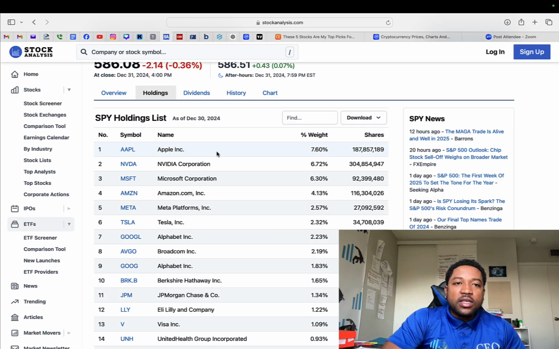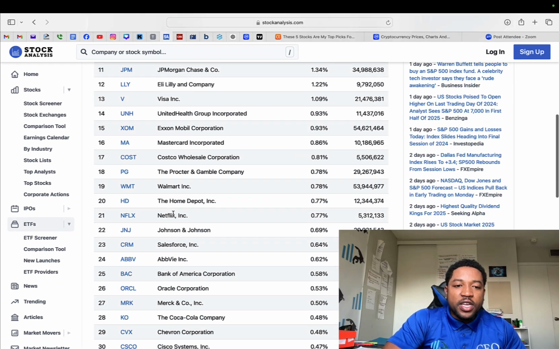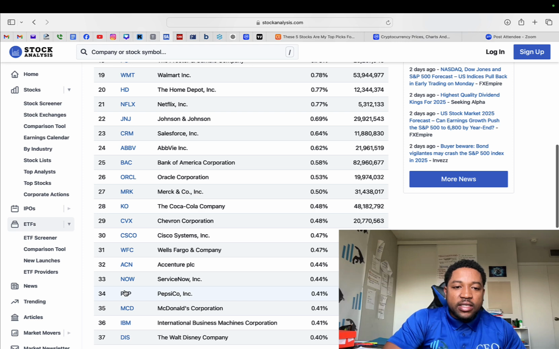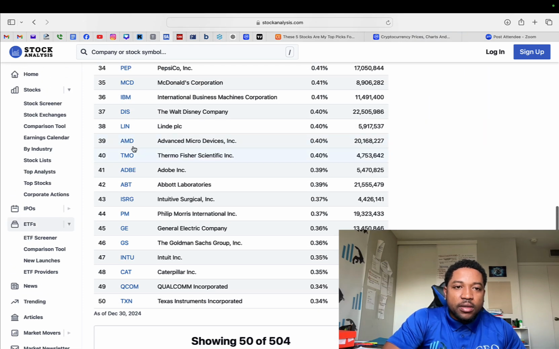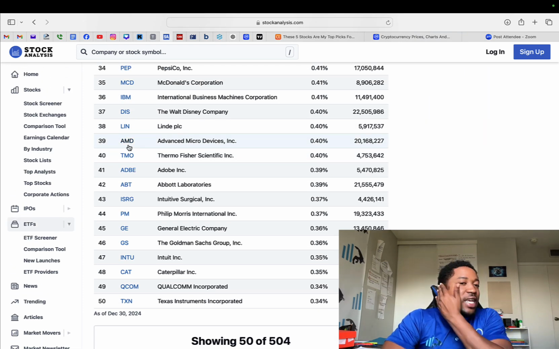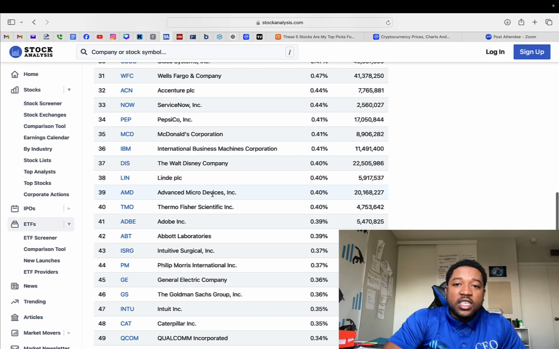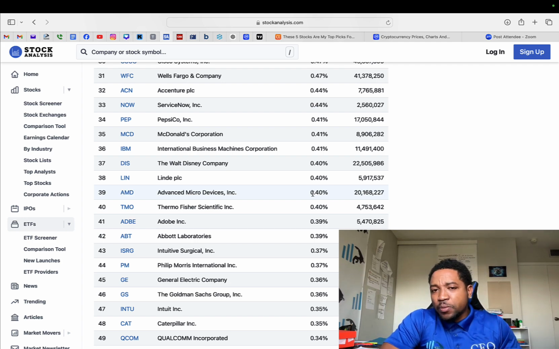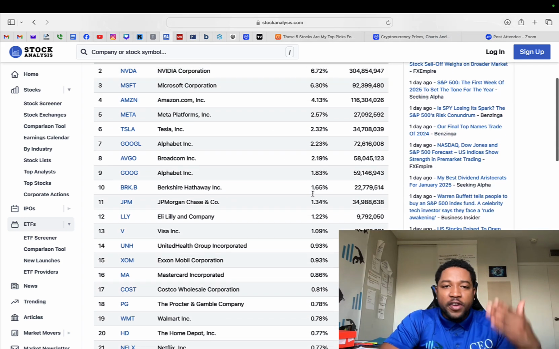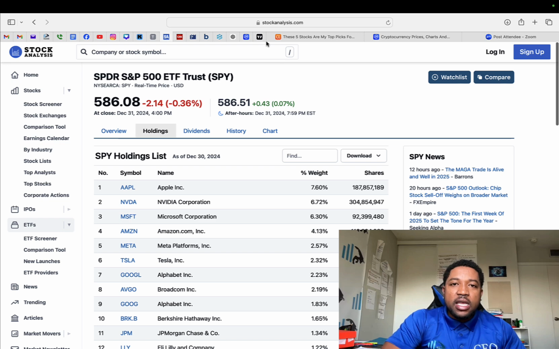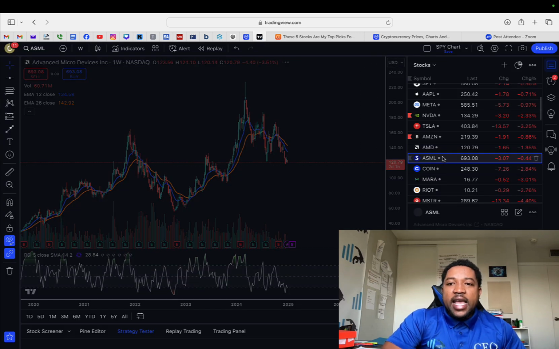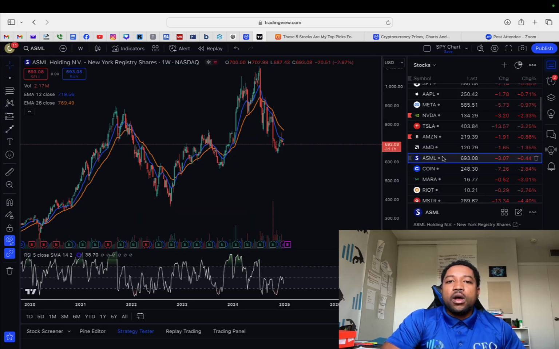If you go to the stock analysis, the S&P 500 fund, you can see that AMD is number 39 in this list. So AMD is in the top 50, right? So the fund is buying these names. They don't have a big exposure, but funds are buying these names. There's different hedge funds. So AMD and ASML are giving the better opportunities right now.